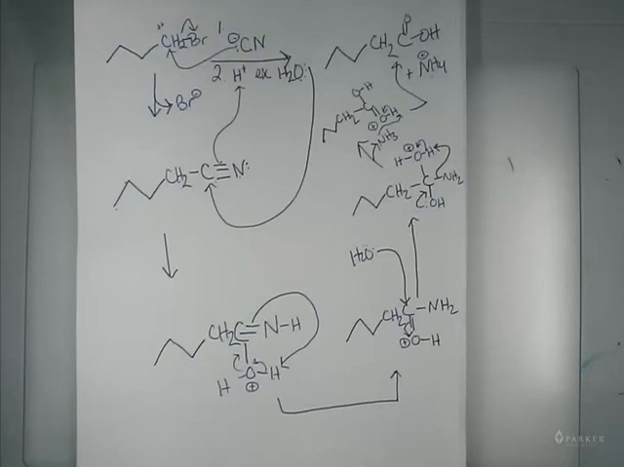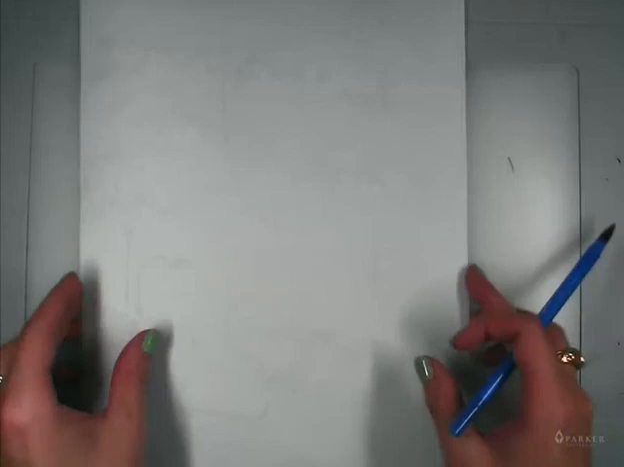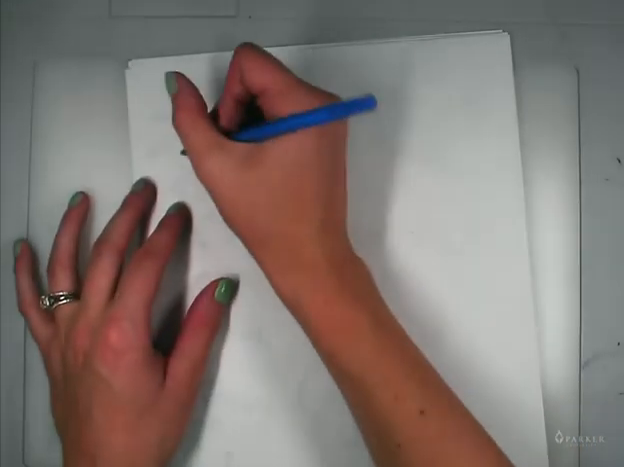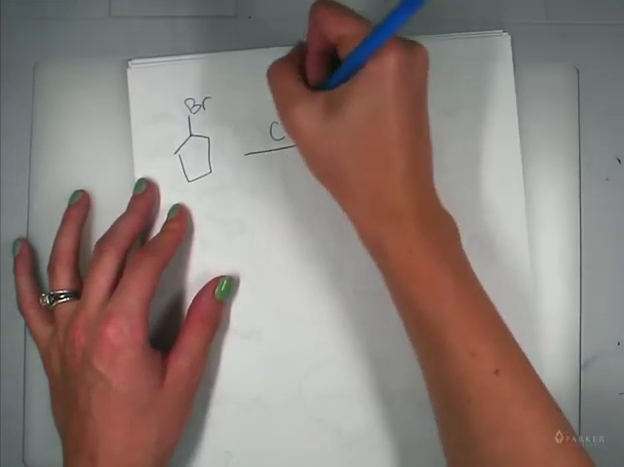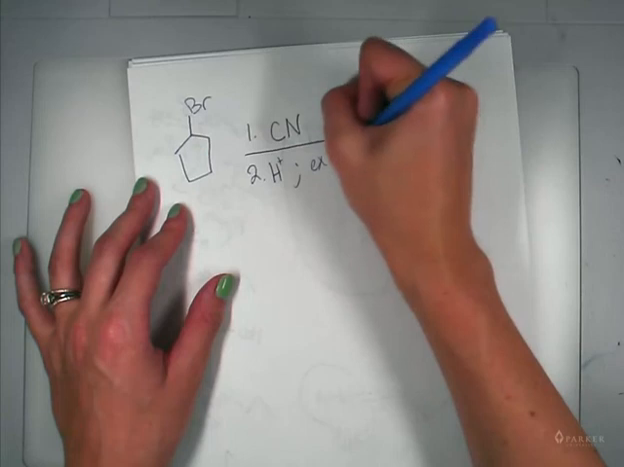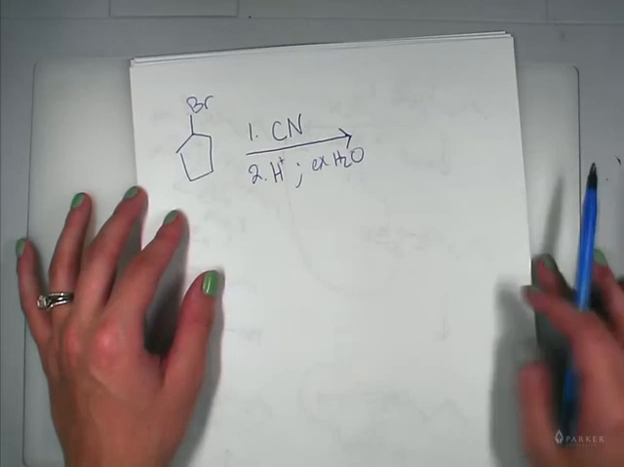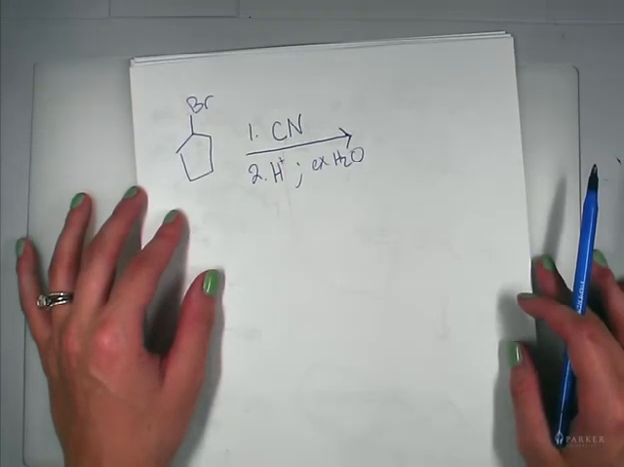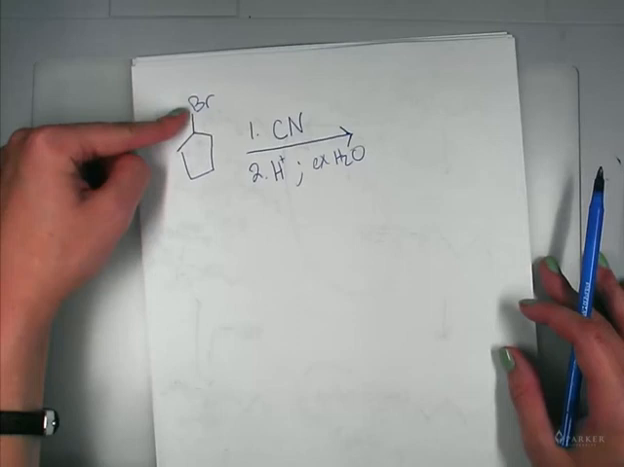Okay, that's the mechanism, but let me show you how to quickly predict the product, because I'm sure when you predict the product, you don't want to go through the whole entire mechanism, because it's quite long. So what you do here, you're always going to have an alkyl halide, and then something like this. So you have your nitrile, and then acid and water.